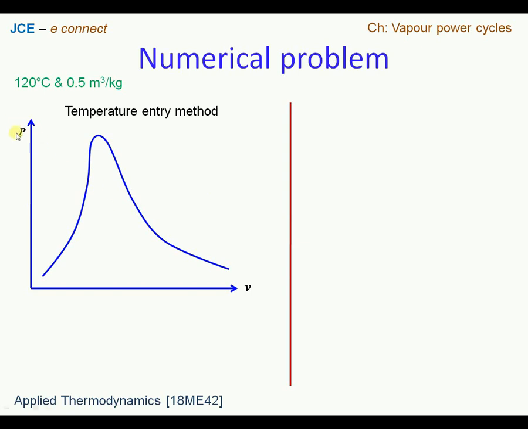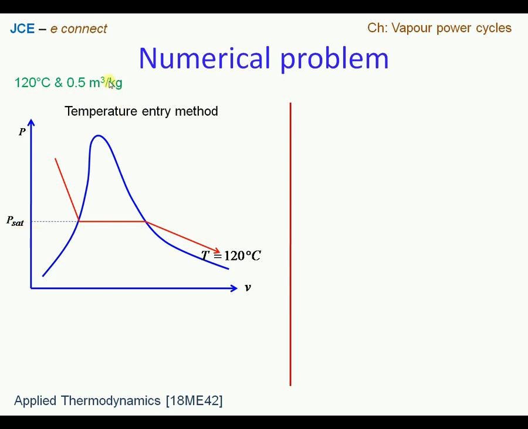So we have a PV plot here and we have a saturation dome, so let us now fix the constant temperature curve. Along this curve the temperature is 120 degrees Celsius. Now we extend the line along the saturation point towards the y-axis and cut the y-axis, and that gives us the saturation pressure.